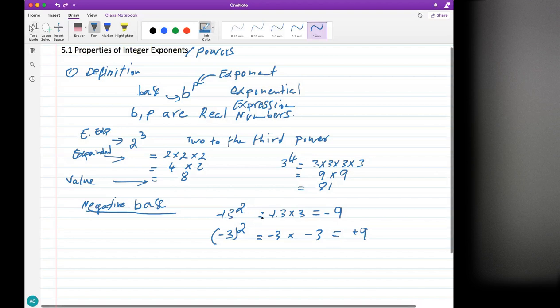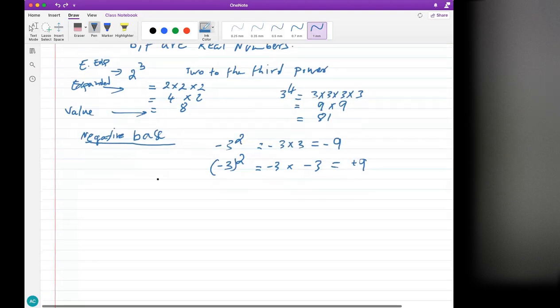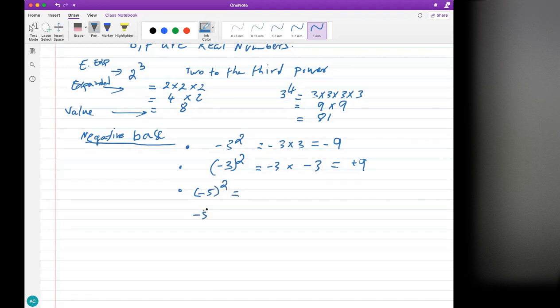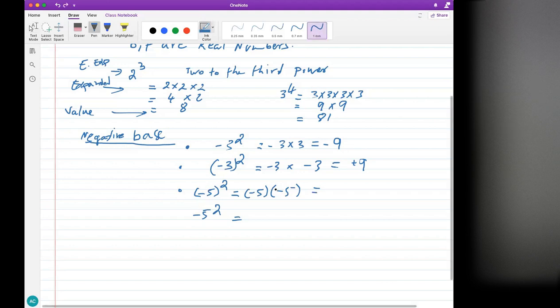Okay, so this is the case when you have a negative with a power. You need to understand whether that belongs to the base or not based on the parentheses. Let's do a couple more examples. So what is negative 5 to the second, with parentheses? And what's negative 5 to the second without? What is this one equal to? Minus 5 times minus 5. That's right. So since we have parentheses, we can say negative 5 times negative 5. We repeat this because that's the base. And this, of course, is positive 25.